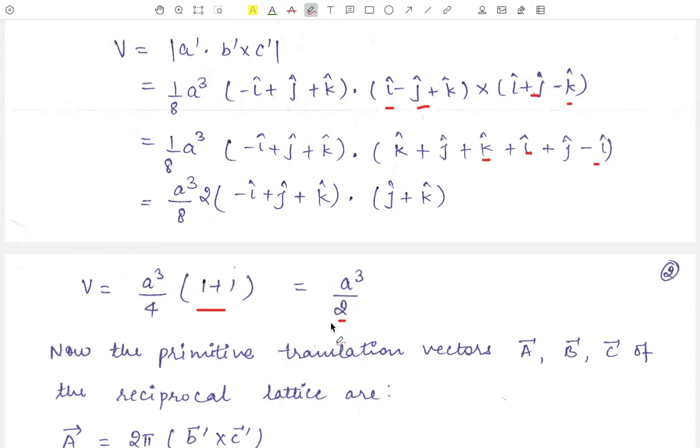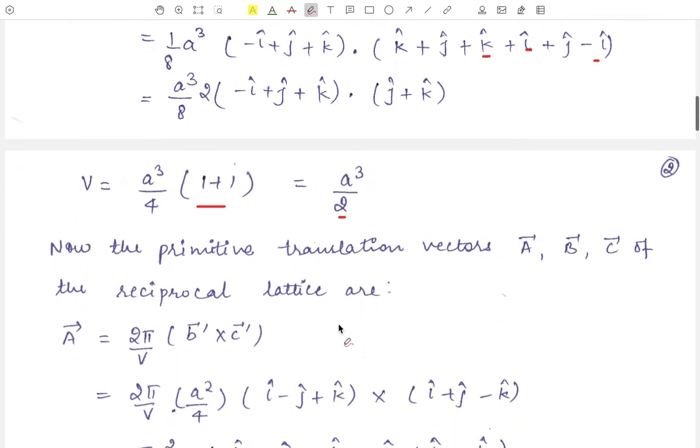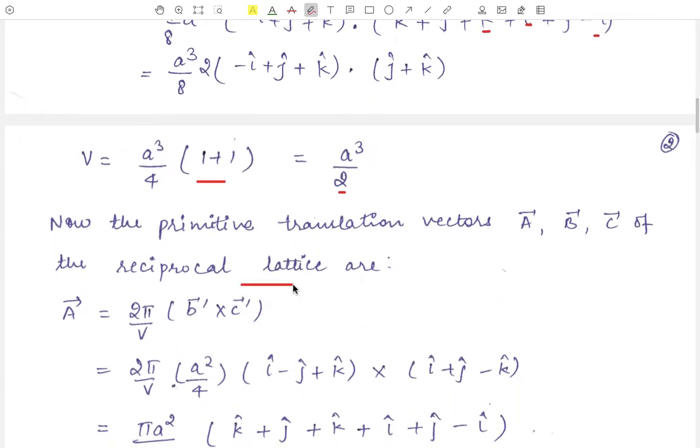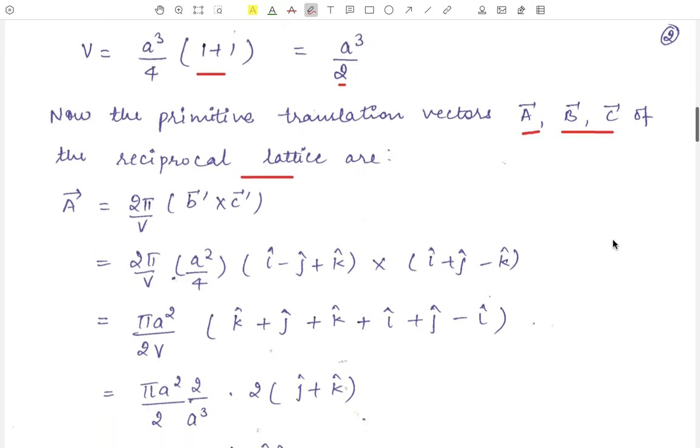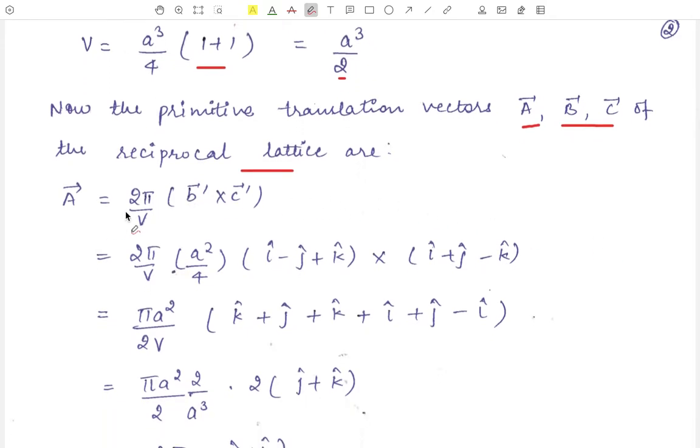This is the volume of the direct BCC lattice. Now to find out the primitive translation vectors of the reciprocal lattice, these are capital A vector, capital B vector and capital C vector. As we defined in the last video also, capital A vector is equal to 2 pi upon V, the volume of the primitive cell, into B dash vector cross C dash vector.